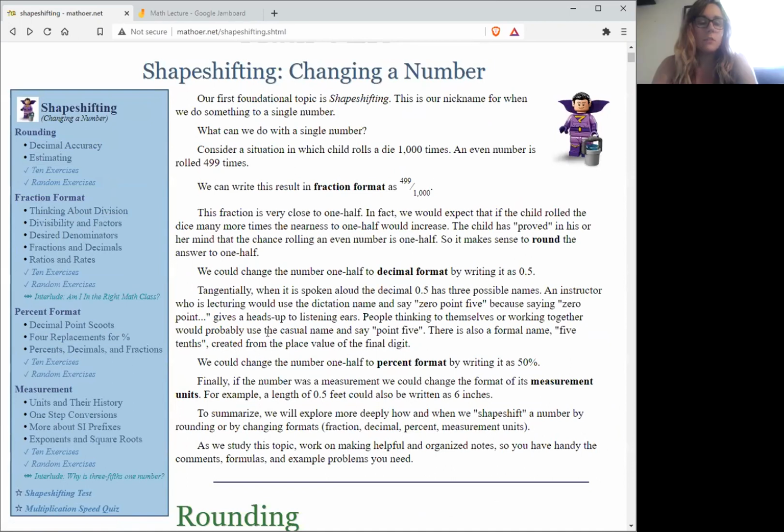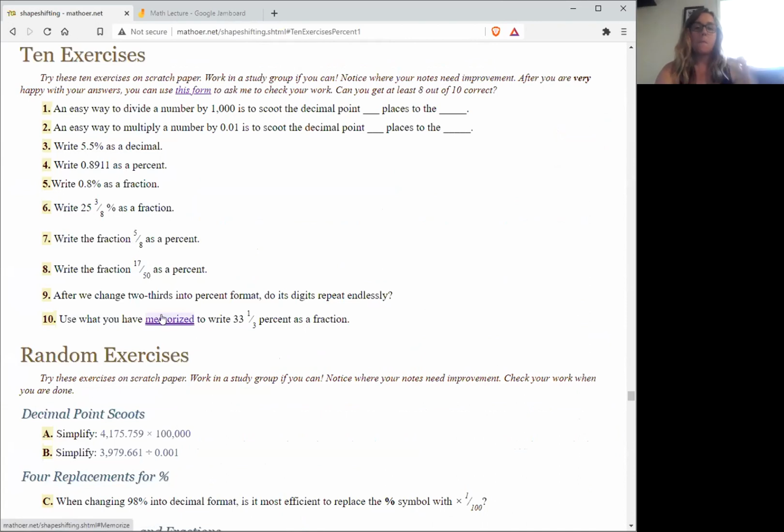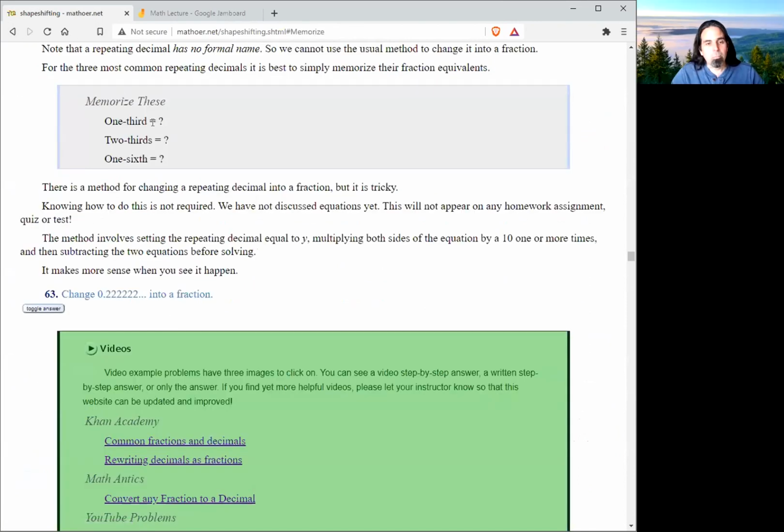I do. Which one? It's under the percent format. Okay. And I want to say it was number 10. The 10 exercises. Yeah, it was number 10. Okay, I put a link in because I hadn't talked about this enough. Yeah, I got your email. I just haven't had time to look over it yet.